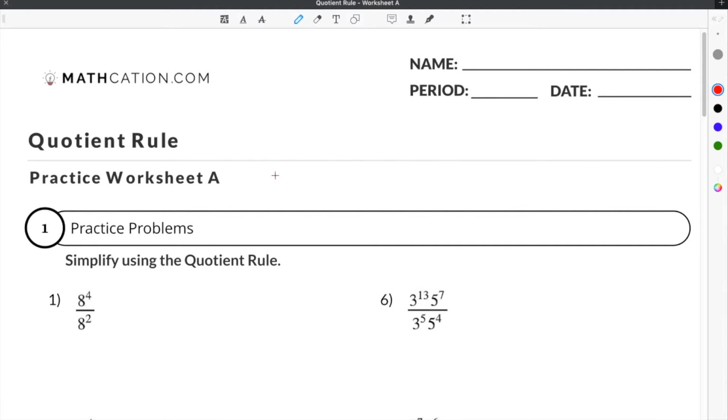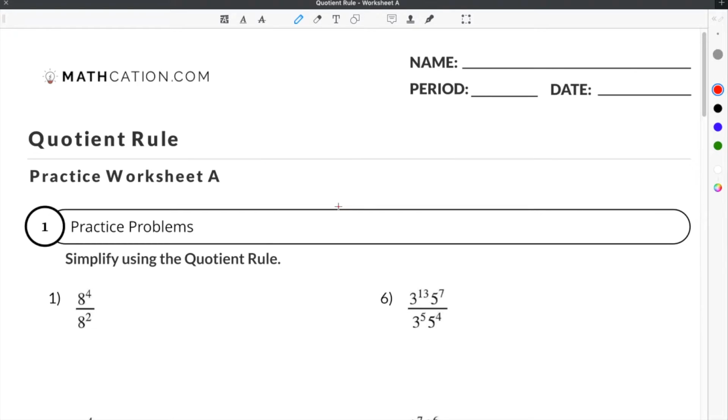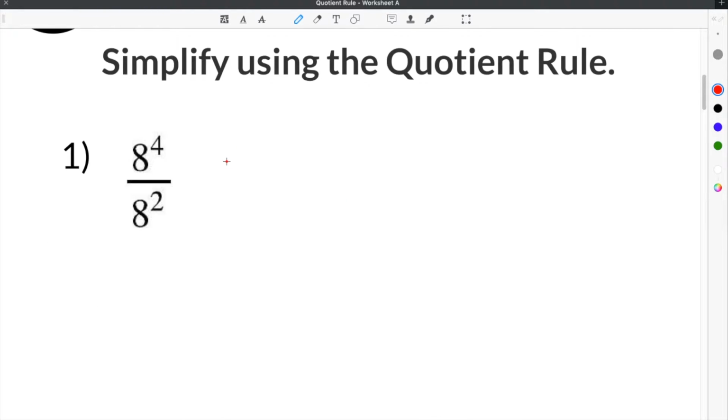This video is about the quotient rule for exponents. You can download the worksheet we use in this video for free by clicking on the link in the description below. Here we are at the first problem on our quotient rule for exponents worksheet.